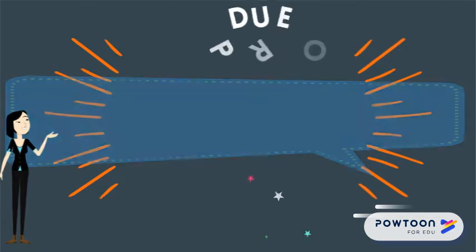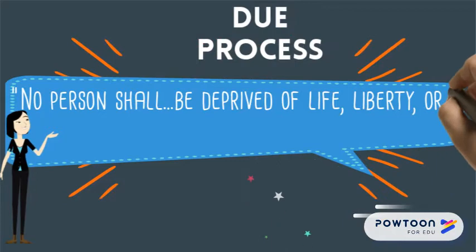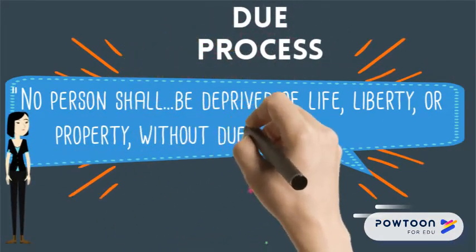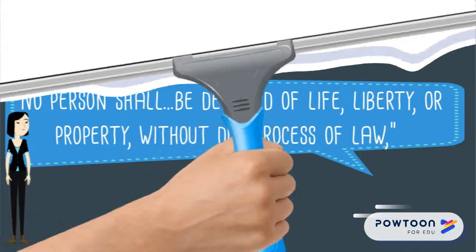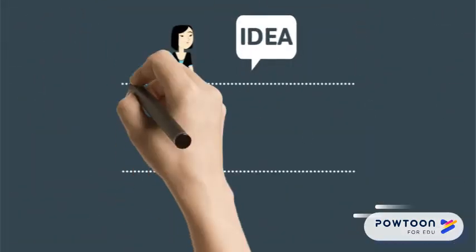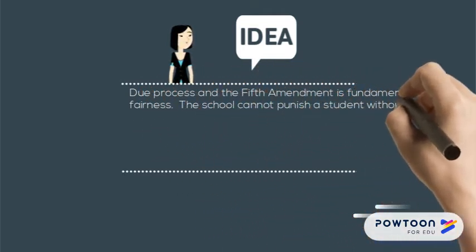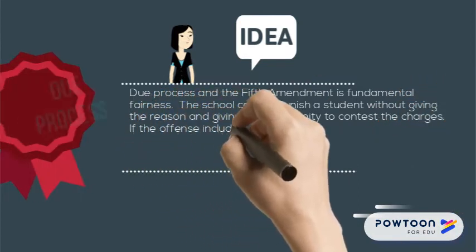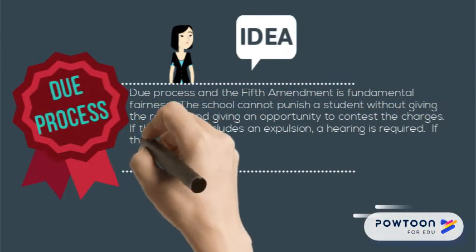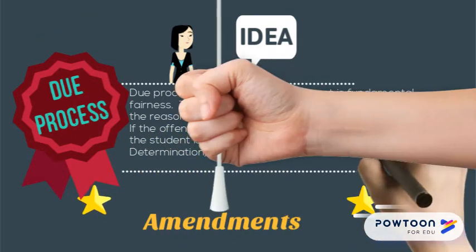Let's look at clause number 4 of the Fifth Amendment, due process. No person shall be deprived of life, liberty, or property without due process of law. Due process of law. Now I see a relationship there. The fourth clause, due process of the Fifth Amendment, is about fundamental fairness. The school cannot punish a student without giving the reason and giving an opportunity to contest the charges. If the student is on an IEP, IDEA requires a hearing called a manifest determination if expulsion is a consideration.